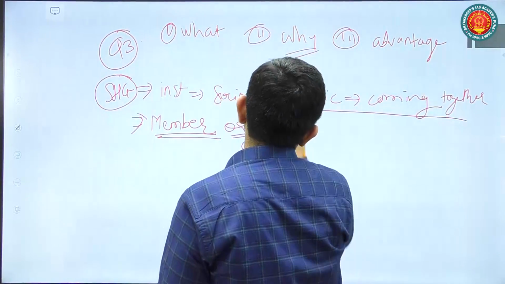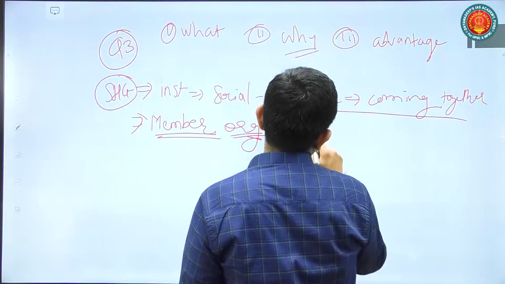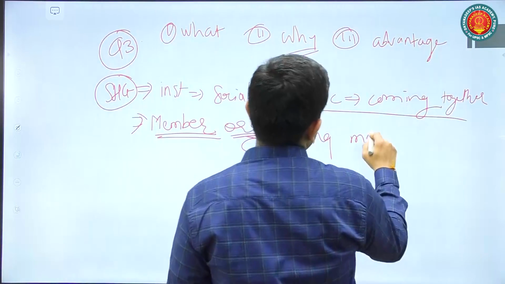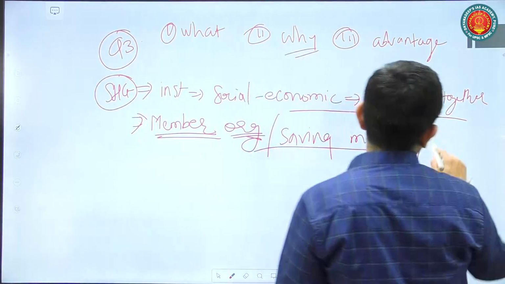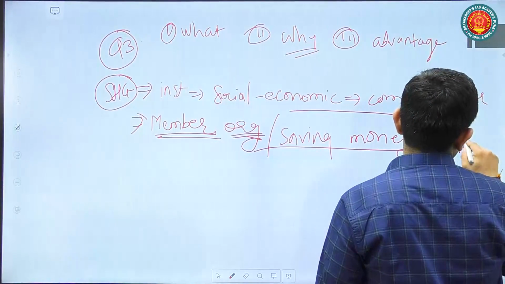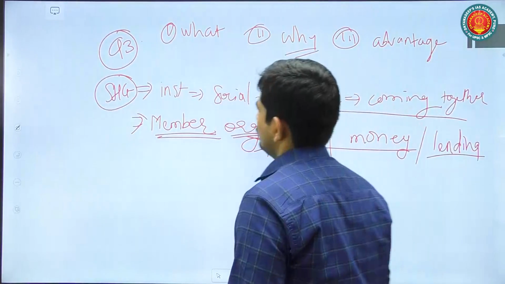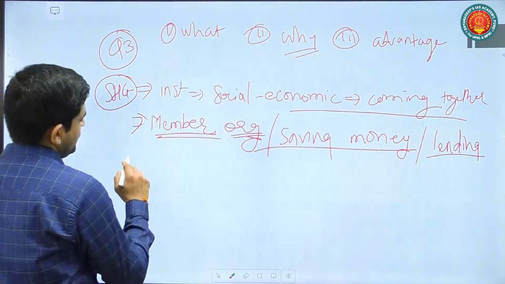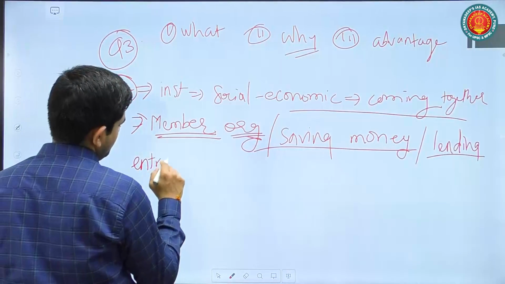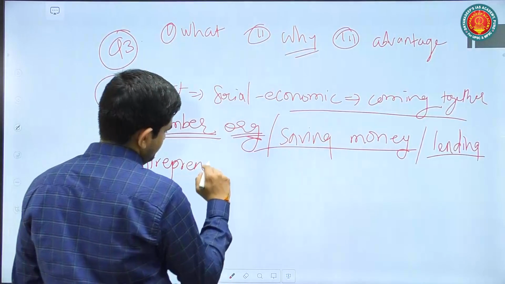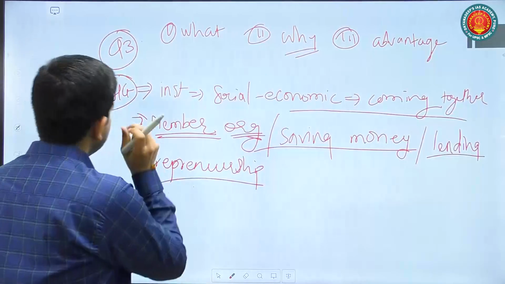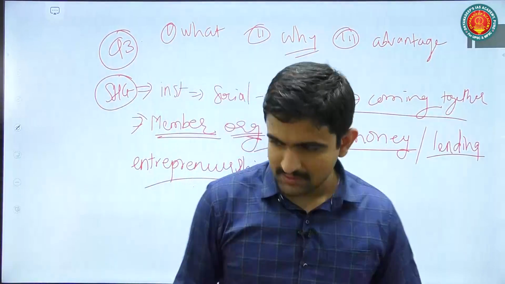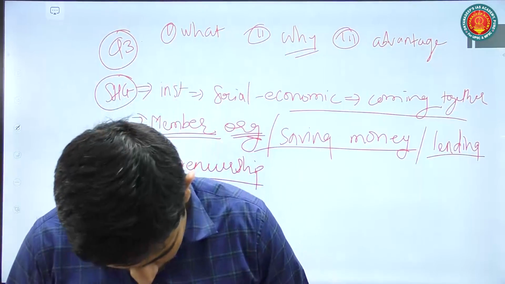They are coming together. They are also saving money under the self-help group. Okay, they are also lending amongst themselves. That you can also mention, and that is how they are promoting entrepreneurship. So these are the basics about this SHG, that is, self-help group.